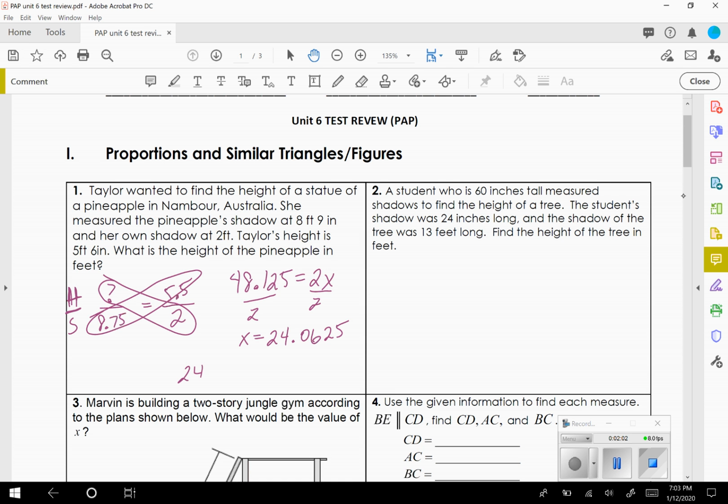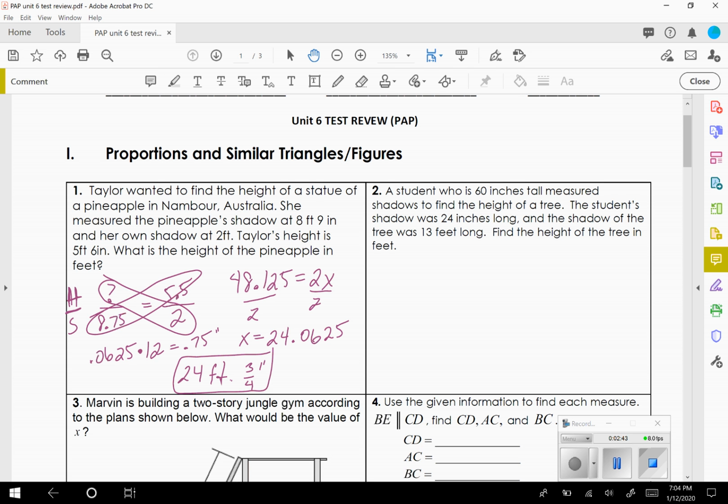So it's 24 feet. And then to get what this is in inches, you do 0.0625 times 12. Because we're trying to find basically what 6.25% of 12 is. So 0.0625 times 12, and it's 0.75 of an inch. So it's 0.75 inches. So 24 feet and 3/4 of an inch. I know, a little bit weird, but hey.